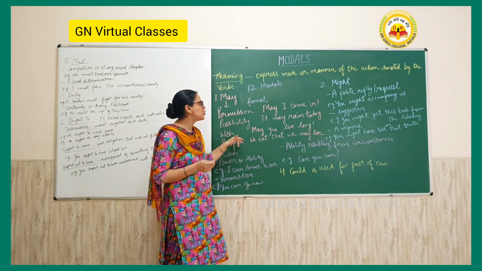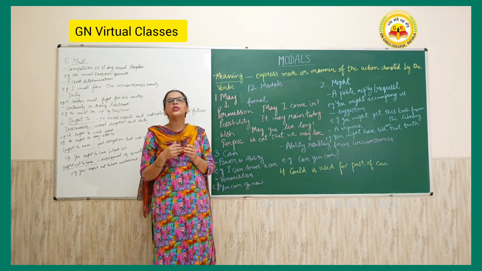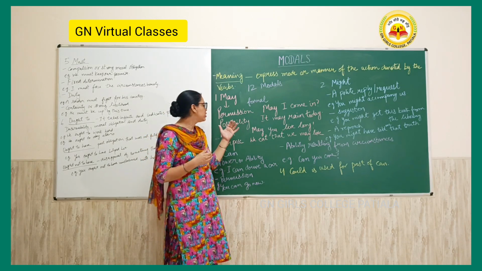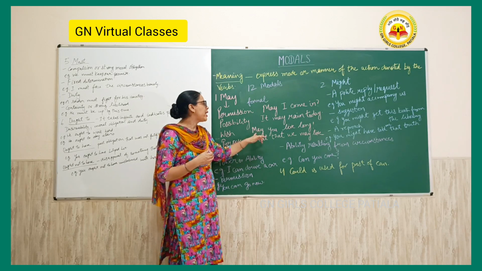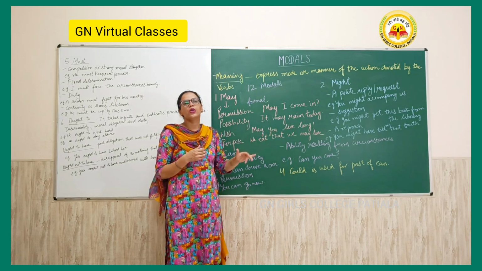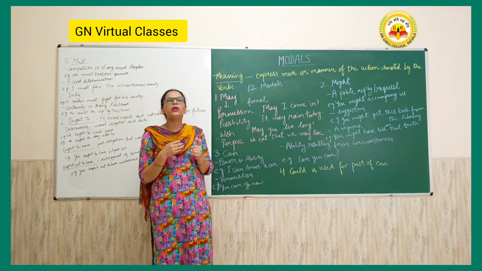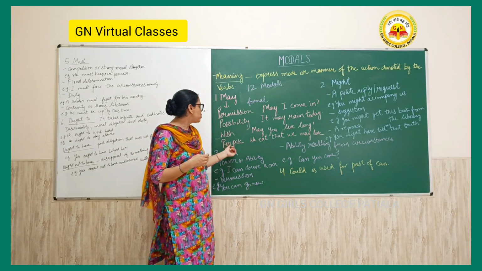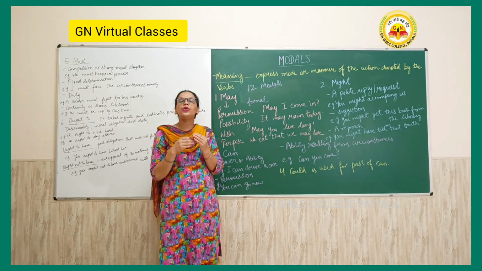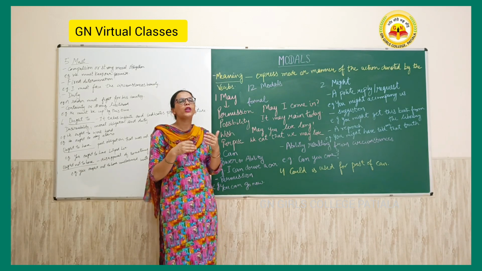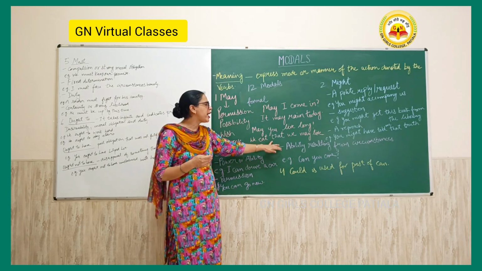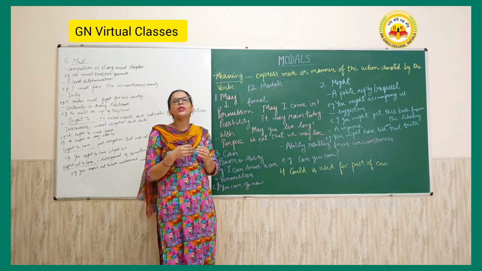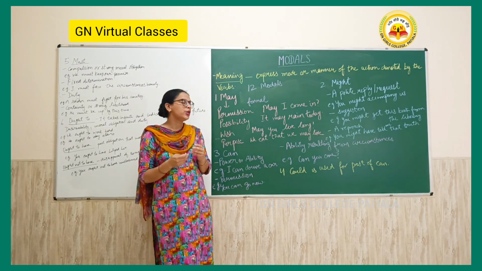Third use is wish. When you are wishing someone good health, good things, then you use may. Like may you live long. You are wishing for someone to live long, you use may here. Next use is purpose. We use may for the purpose. We eat that we may live. We are eating for living. The purpose for eating is to live.